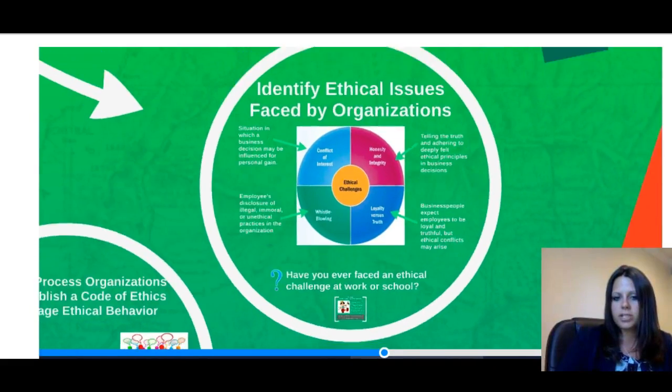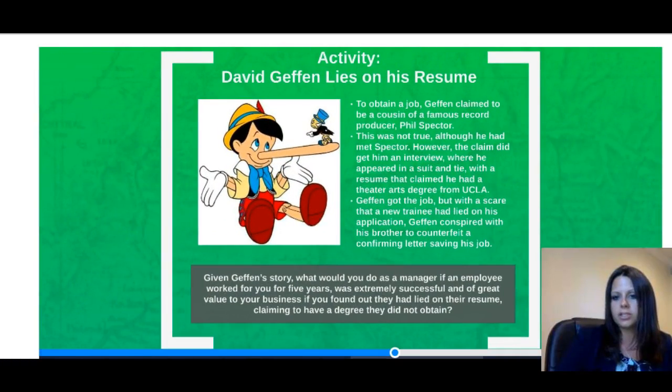So my next question on the screen here is if you've ever faced an issue like this, either at work or at school. It might just be that you see someone at the office stealing pens or Post-it notes. It's still taking money and property away from the business, even if it seems small to you. If everyone's stealing pens and Post-it notes, that adds up.